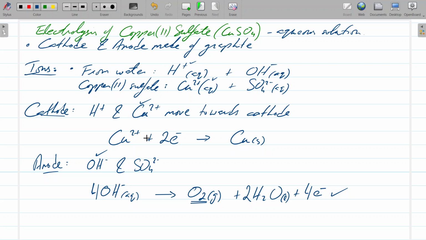Okay, now with an understanding of how this works, we're going to talk about the purification of copper.